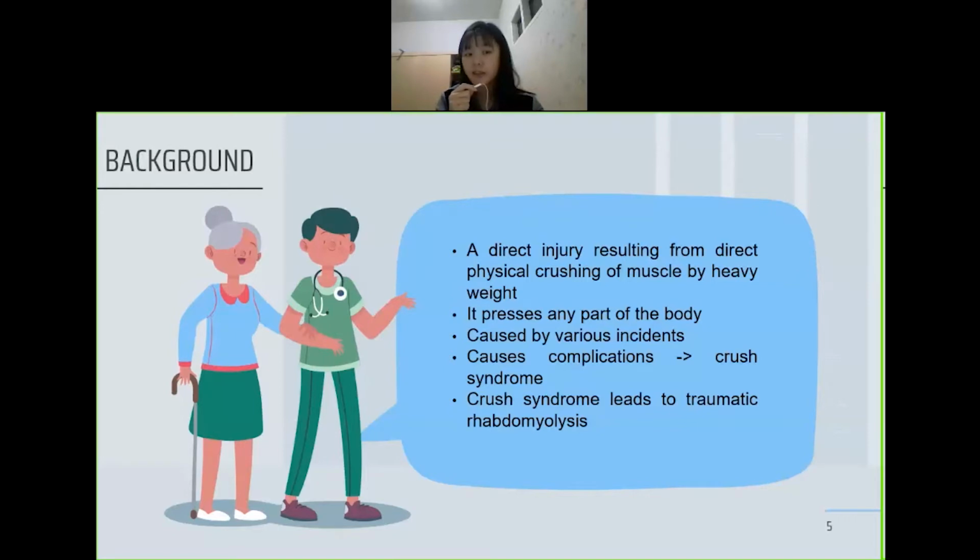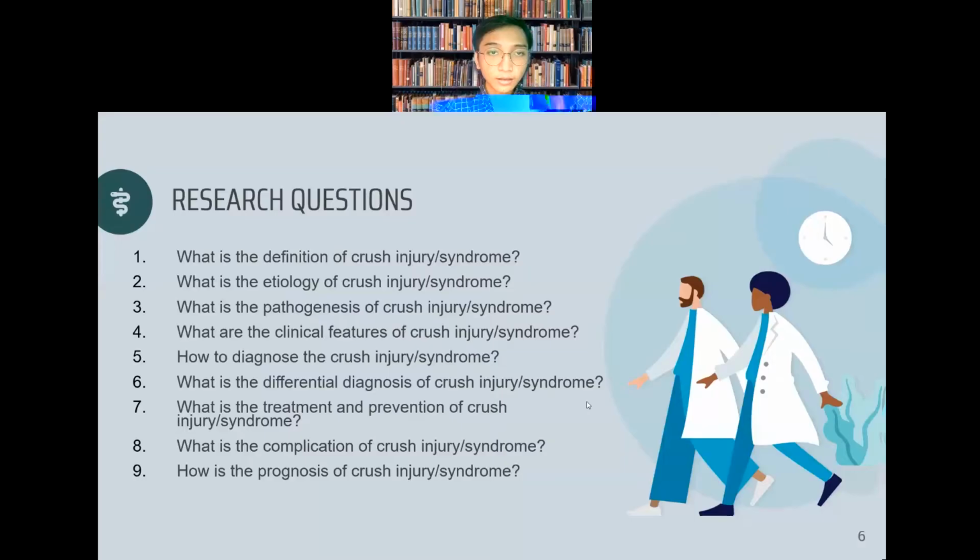Crush injury can manifest into two complications. One of them is crush syndrome. Crush syndrome leads to traumatic rhabdomyolysis, and it is characterized by significant systemic symptoms that come from toxins released by crushed muscle tissue. Here are the research questions of the student project.